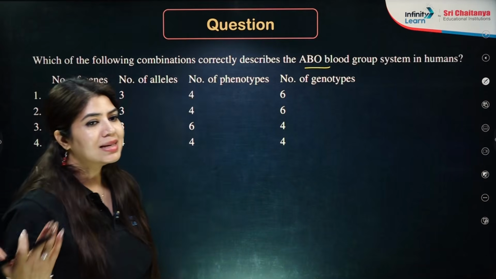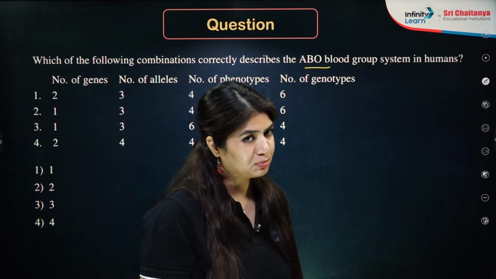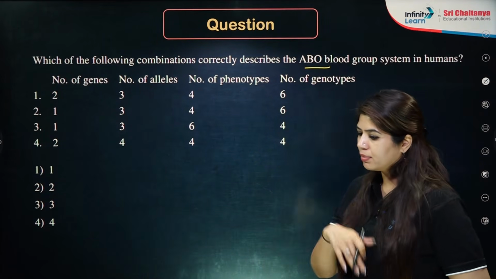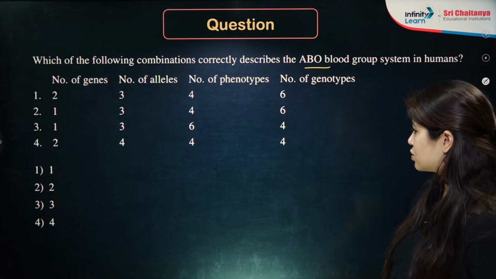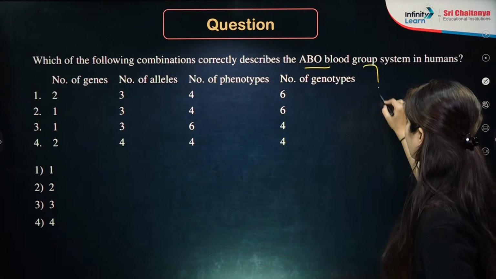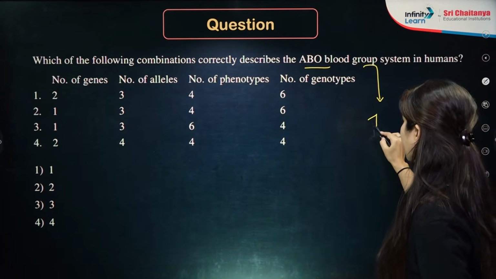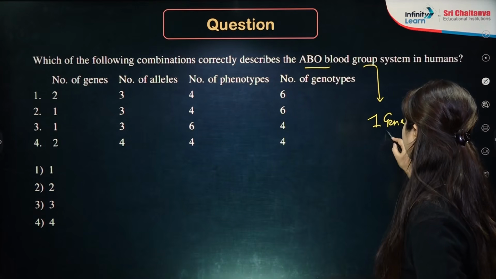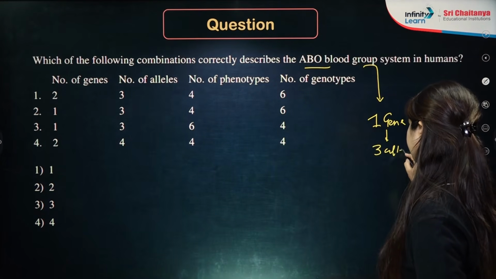Next is, which of the following combinations correctly describes the ABO blood grouping system? ABO is a typical example of multiple allelism. It is also an example of codominance. Regarding the number of genes, for the ABO blood group we have 1 gene, and that is coding for 3 alleles.